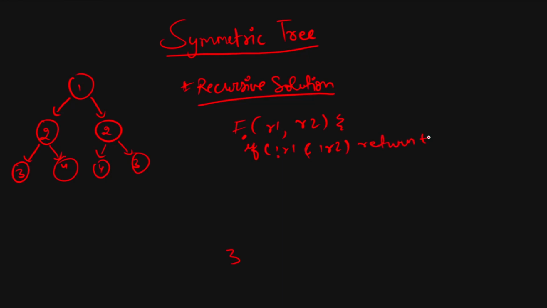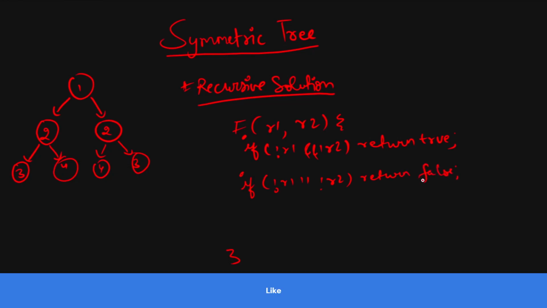If either of them is null, that means one is null and one is not null, in that case I will return false, because both of them should be equal. If one is null, then how can they be equal? So if one of them is null, this will end. In that case I will return false.